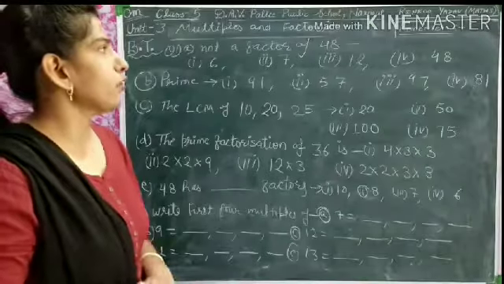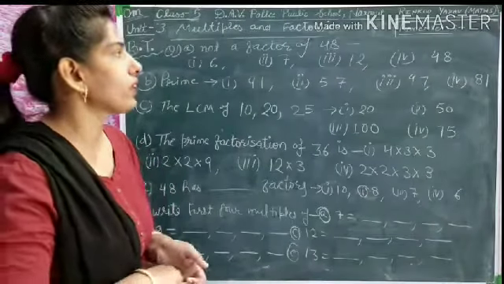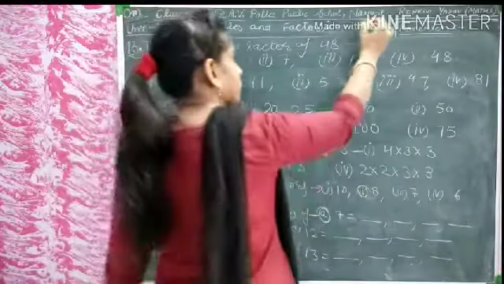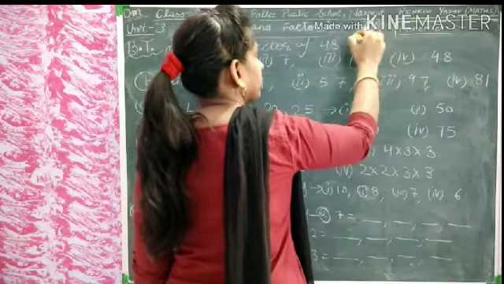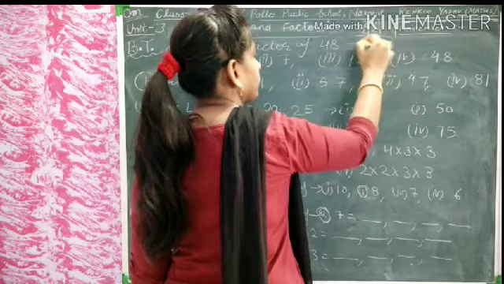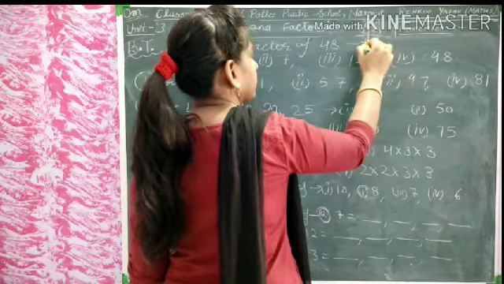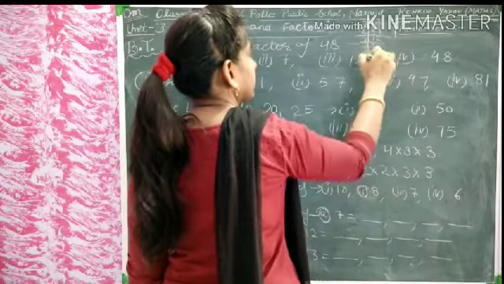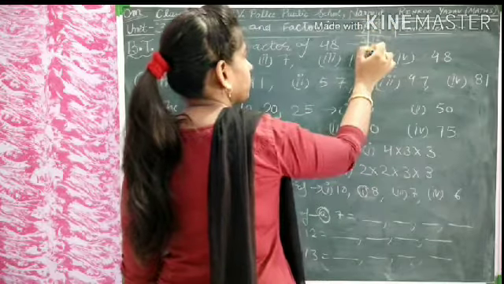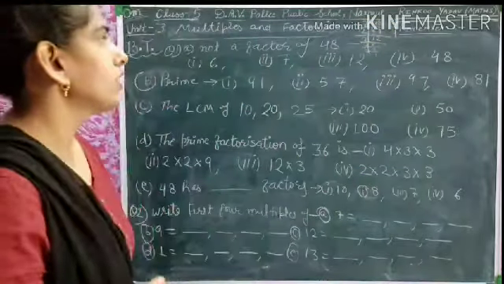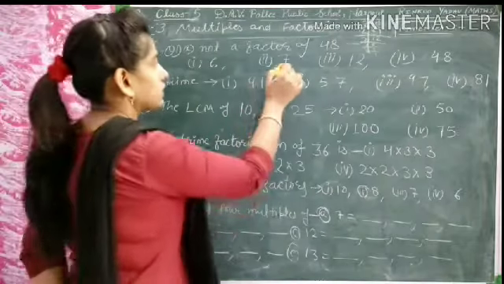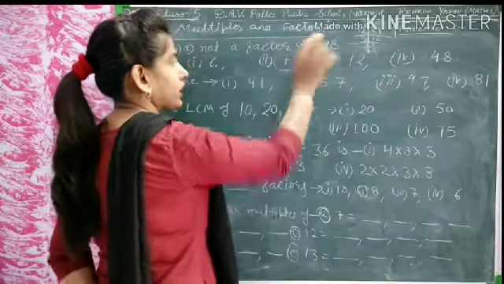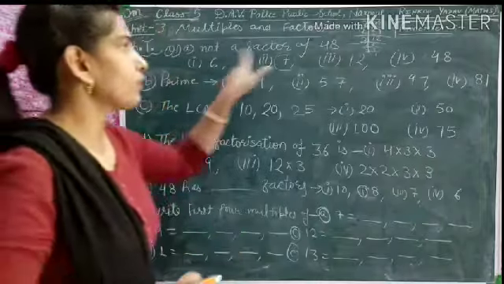Factors of 48 are 2 4s are 8, 2 1s are 2, 2 2s are 4, 2 6s are 12, 2 3s are 6, and 3 1s are 3. So 2, 2, 2, 2, 3. These are the factors of 48. So not a factor of 48. 7 doesn't divide 48. 6 divides 48 exactly.